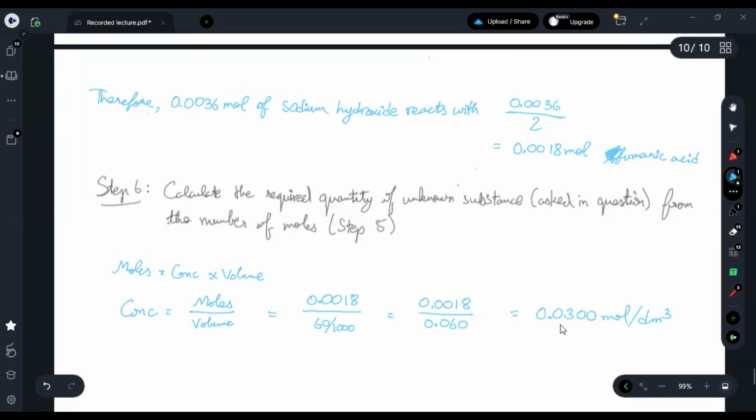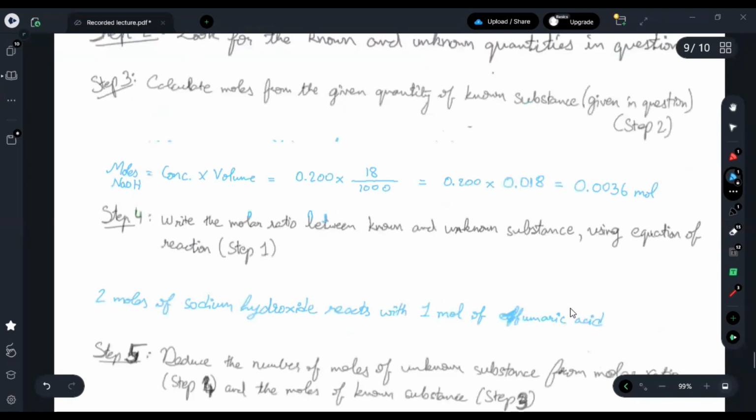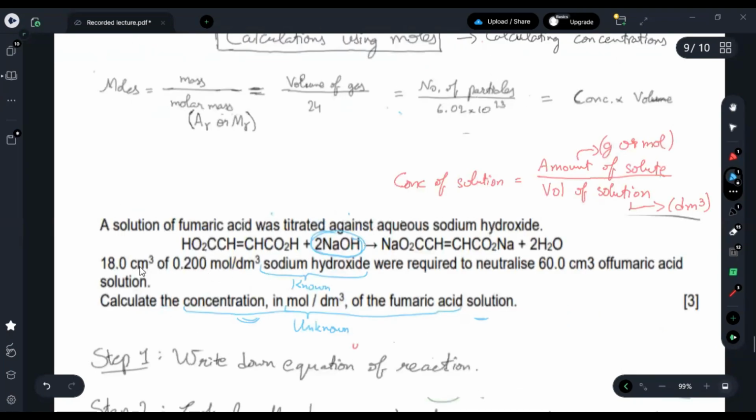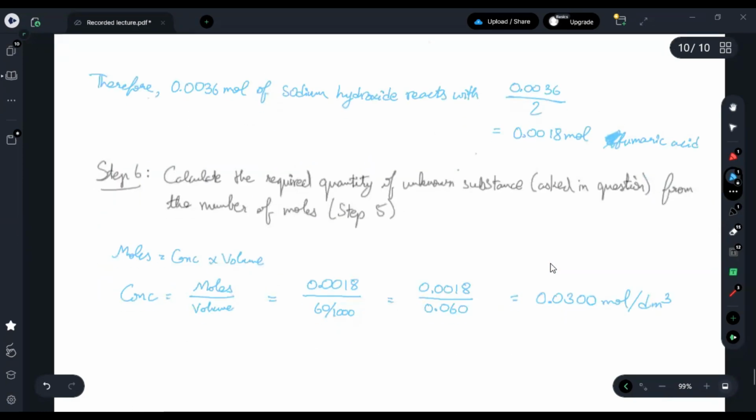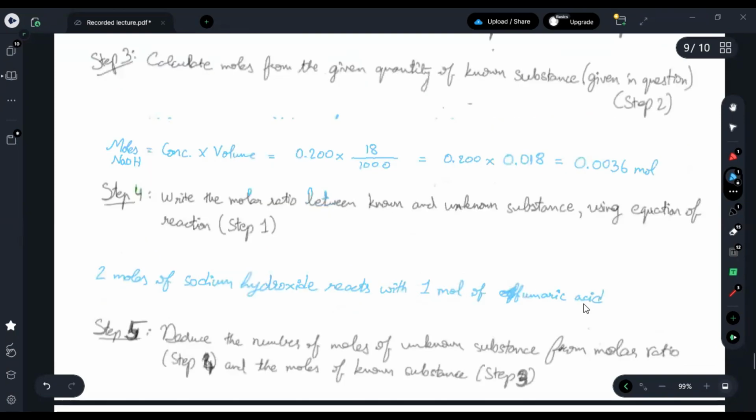Another point to be noted, that you can see I have put 2 zeros ahead of 3 because throughout the question, all the values were given in 3 significant figures. For example, over here, there were 1, 2, 3 SF, 1, 2, 3 SF, and over here 1, 2, and 3 SF for the volume. So it's better to use the same number of significant figures. So therefore, I included 0.300 mole per dm cube. So this is your answer.